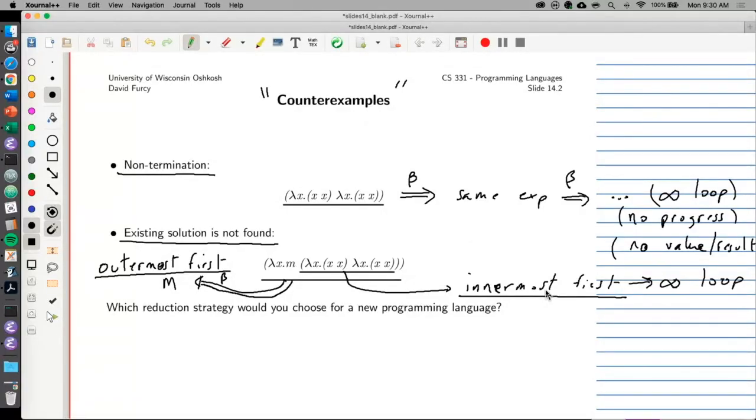Okay, so what I want to do in the next segment is dive into these different strategies a little bit more, the innermost first and the outermost first. And we're going to give them their official names. This is called the normal order strategy, and this is called the applicative order. But in fact, they have many names. So, in the lambda calculus, we're going to call them the outermost first and the innermost first.